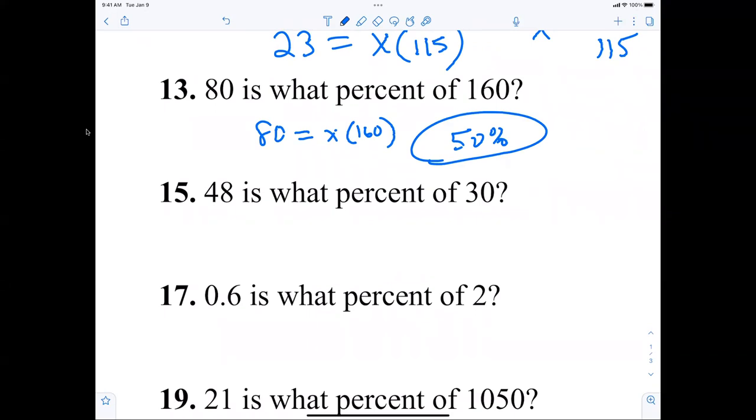All right, Katie, go. 48 equals X times 30. Exactly. So when you divide, what do you get? Equals 6. So what percentage is that?